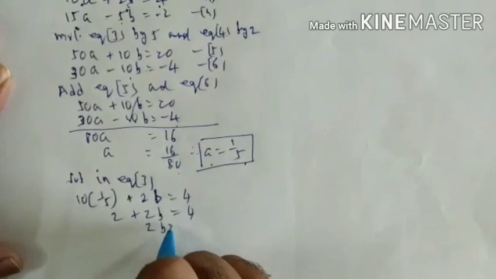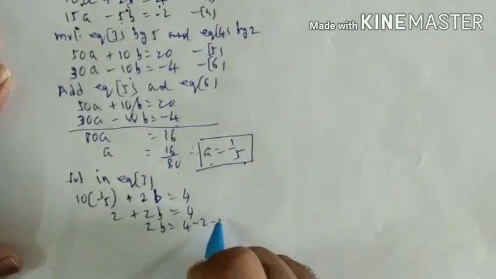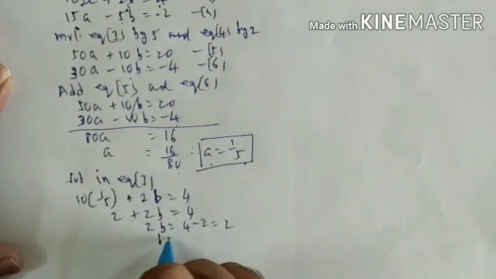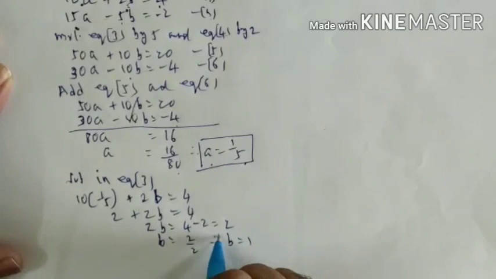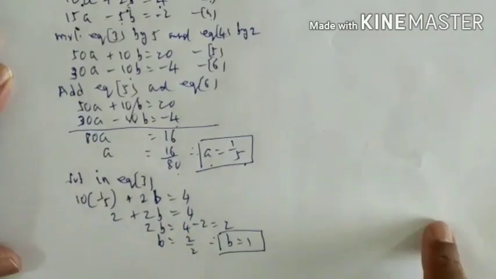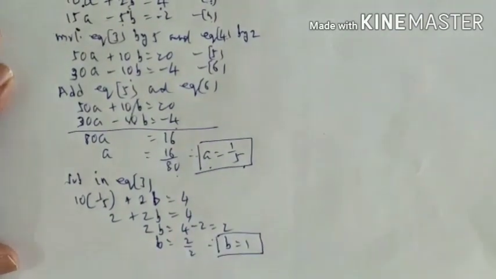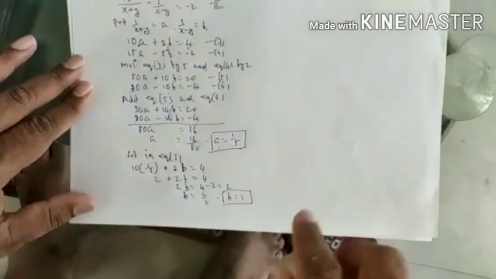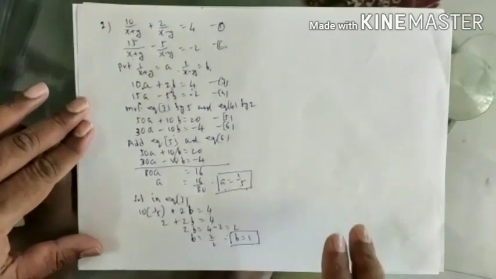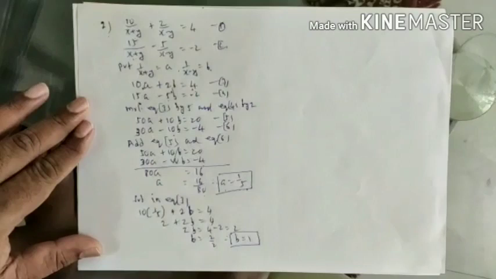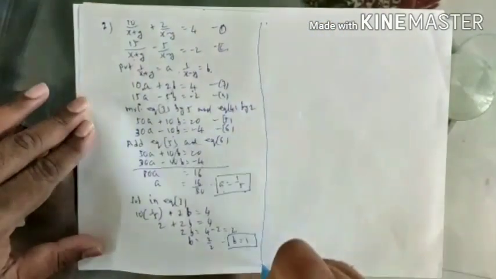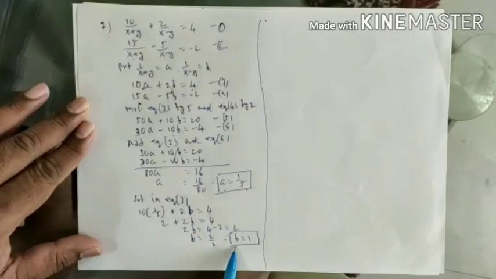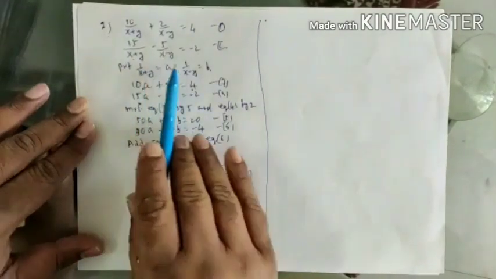Or we get 2B is equal to 4 minus 2. 4 minus 2 is 2. Or we get B equal to 2 upon 2. Therefore, we got the value of B as 1. We got the value of A and B, but we have to find the value of X and Y.